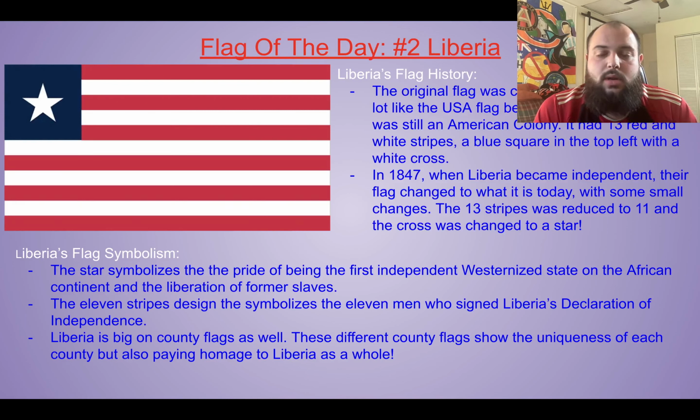I noticed I didn't throw any county flags on here, but they are big in county flags ever since their independence. These different county flags show the uniqueness of each county, and also pay homage to Liberia as a whole. So if you want to look them up, just look up Liberia's county flags, and they take pride in those as well. A lot of them have the Liberian flag in the top left corner, and then just a design everywhere else. But yeah, it's pretty cool that they actually take pride in flags too.